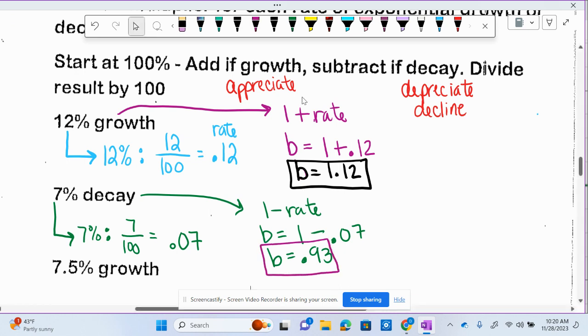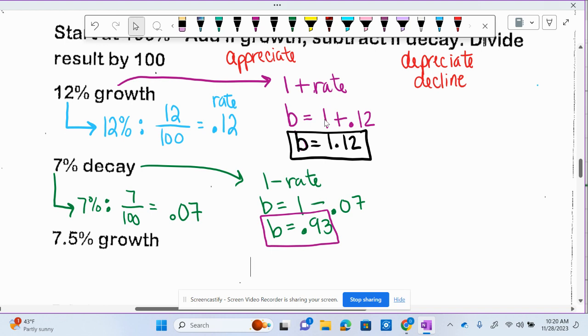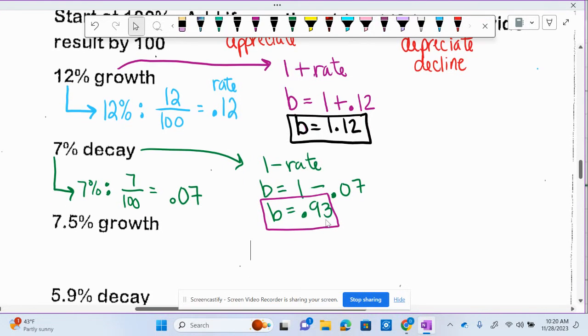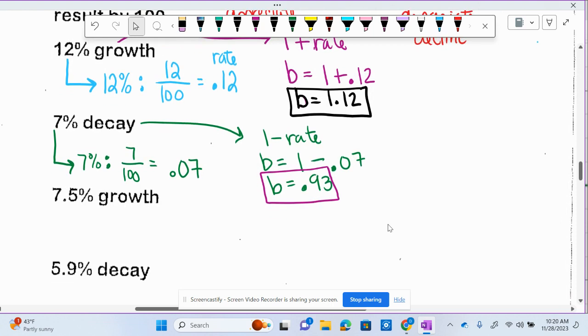Is any of this not making sense? I know this is growth because this value is bigger than what? B is bigger than 1. This is decay because B is less than 1. That's how this works. Let's look at our next one.